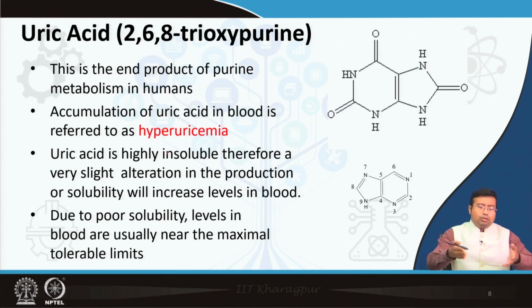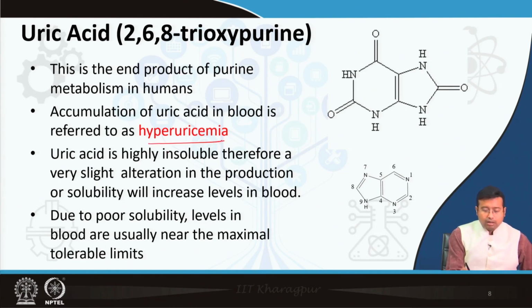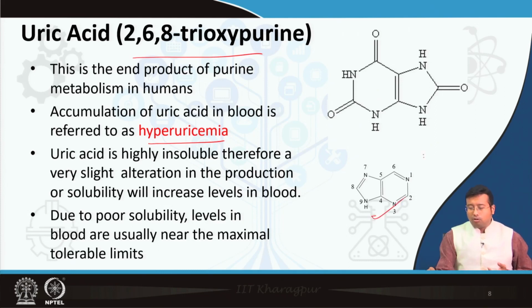So, we need to know about uric acid. We saw the final product in purine catabolism was uric acid, right. This is the end product of purine metabolism in humans, and whenever there is excess accumulation of uric acid in blood, it is known as hyperuricemia, all right. So, what is the problem? See, uric acid is 2,6,8 trioxypurine. You already know how to number the purine nucleotide. You can easily number this and you will find the oxo or keto groups in the 2, 6 and 8 positions, right.